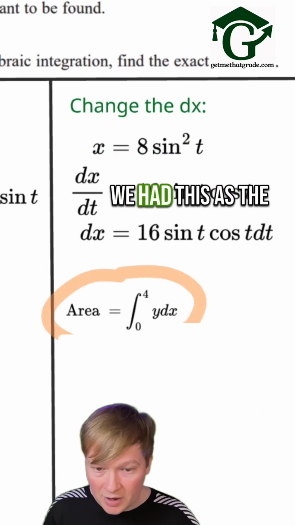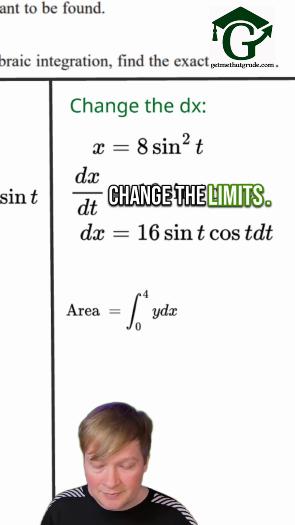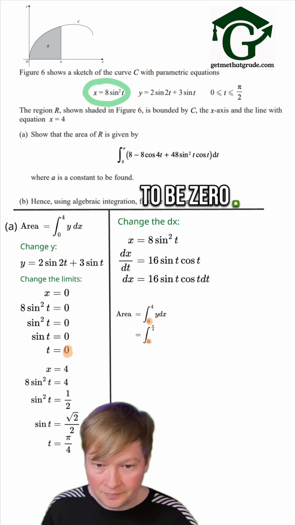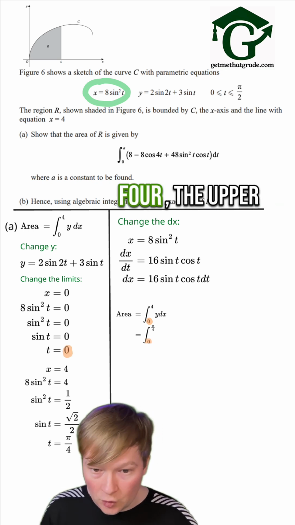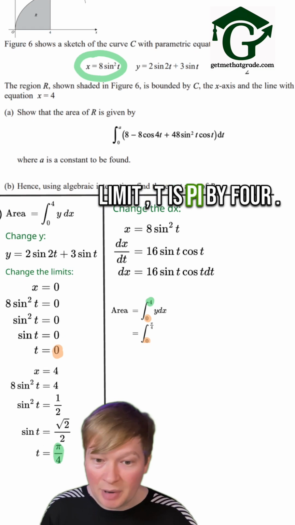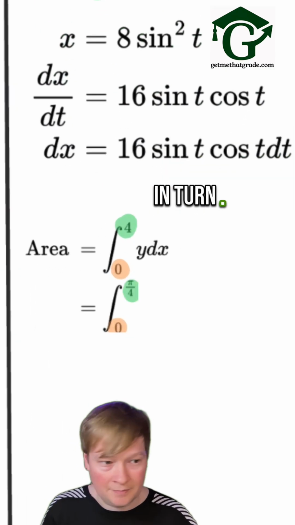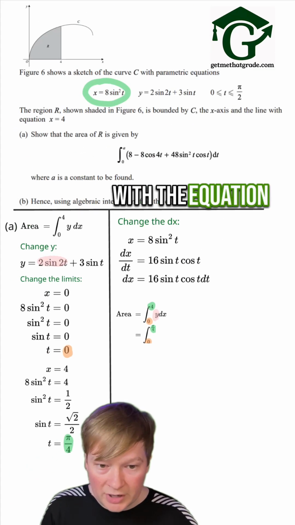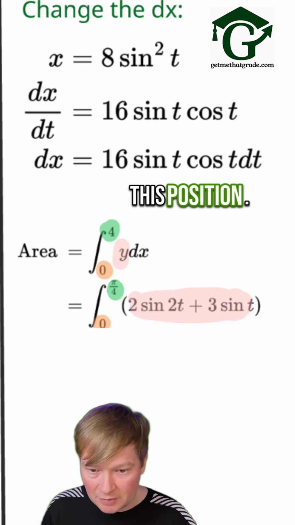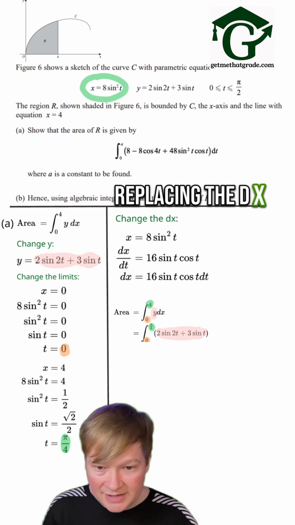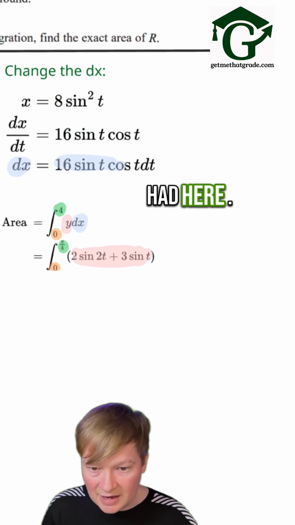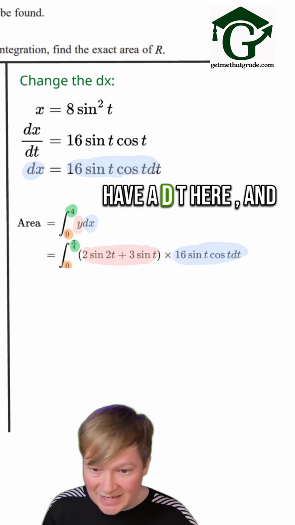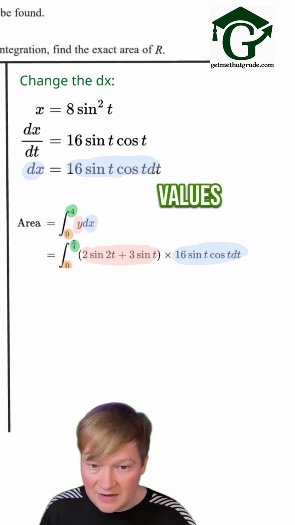So we're going to use all 3 things. Remember what we started with? We had this as the area. We're going to change the limits. When x was 0, well, now t is going to be 0. And when x was 4, the upper limit, t is pi by 4. So we replace them in turn. What else? We can replace the y value, the y here, with the equation that we had here. So that's going to go in this position. And then we're replacing the dx here with what we had here. So that's going to go in place of dx. Notice now that we have a dt here, and the limits are now t values.